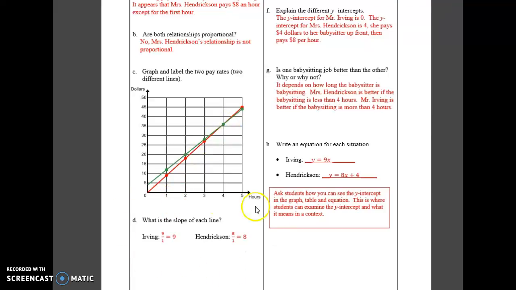Down here, D says, what's the slope of each line? That's just 9 and 8. And then we have to answer part H here. It says write an equation for each situation. So we just take our slope and put it in place here. So y equals 9x. We take our slope here, 8. Y equals 8x. But this was not proportional. She started at 4, so we're going to put plus 4.